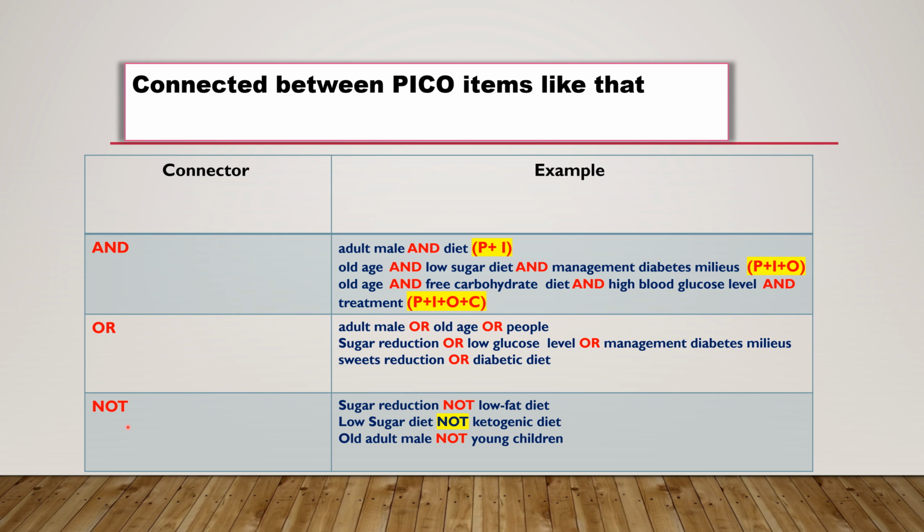Not find result that excludes either of criteria, and also primarily used combining one synonymous, like this: low sugar reduction, not low fat diet; low sugar diet, not ketogenic diet; old adult male, not young children. We can observe that OR and NOT we can't use alone for our search, but they should also be connected with using AND to be connecting between different concepts of our PICO.